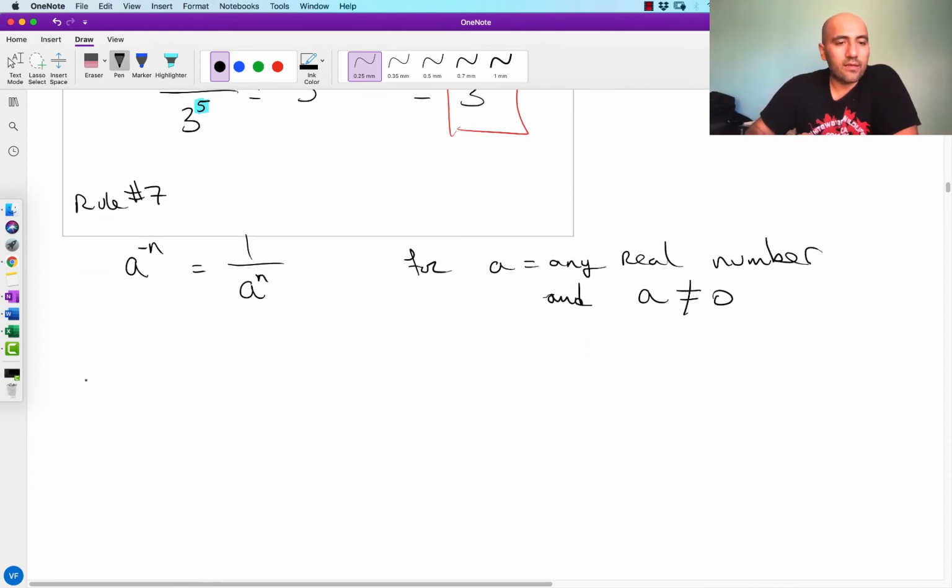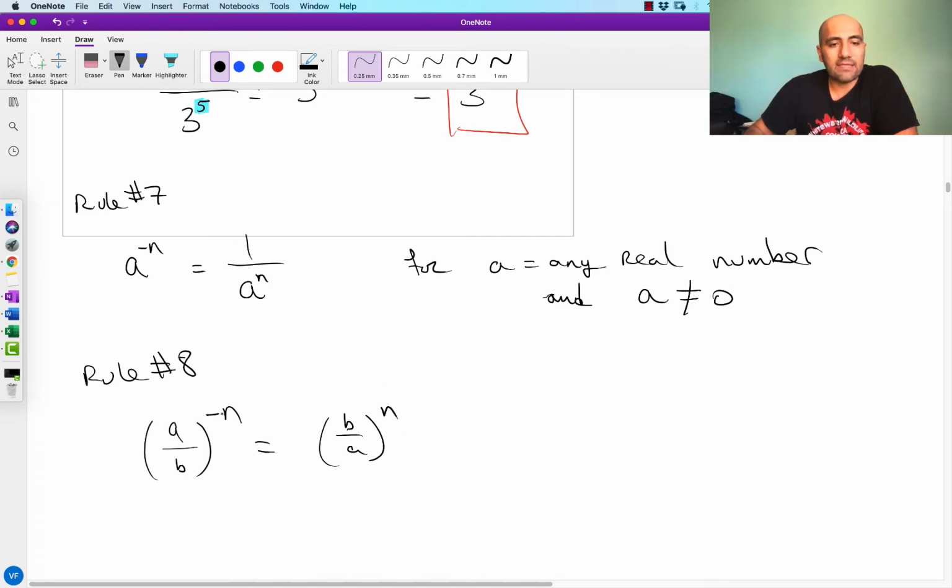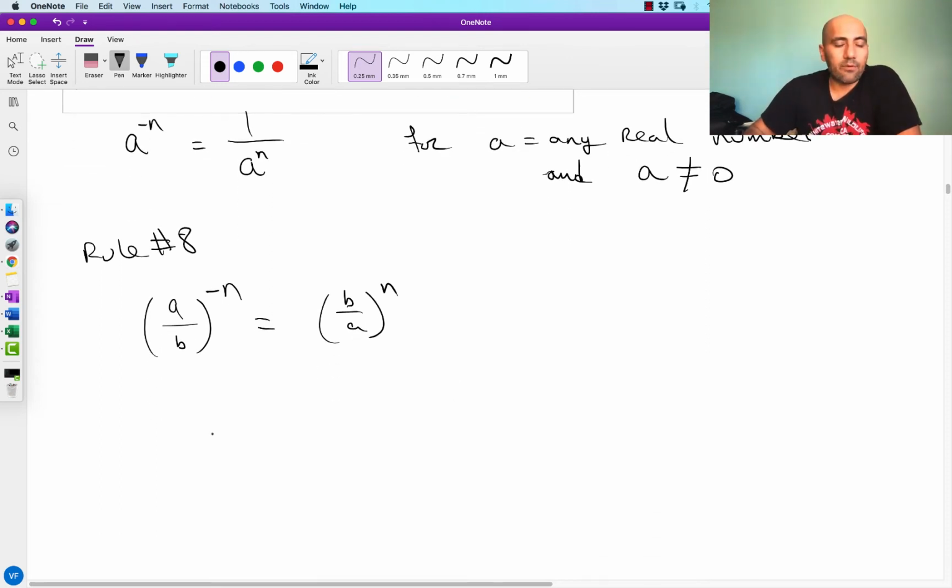We'll say rule number 8, and then we'll run into a nice table in a second. So if we had a fraction a over b raised to the power of negative n, the rule is that this is equivalent to b over a raised to the power of positive n. Right? So this minus in the exponent here can be used to flip this around. Right? So let's see an example of why that is.